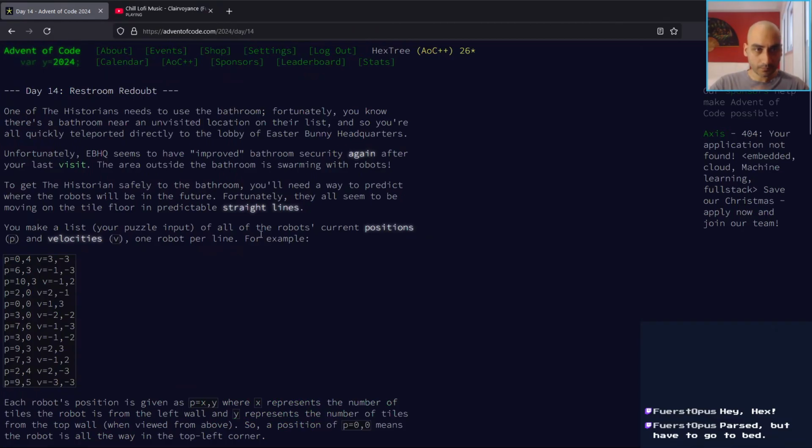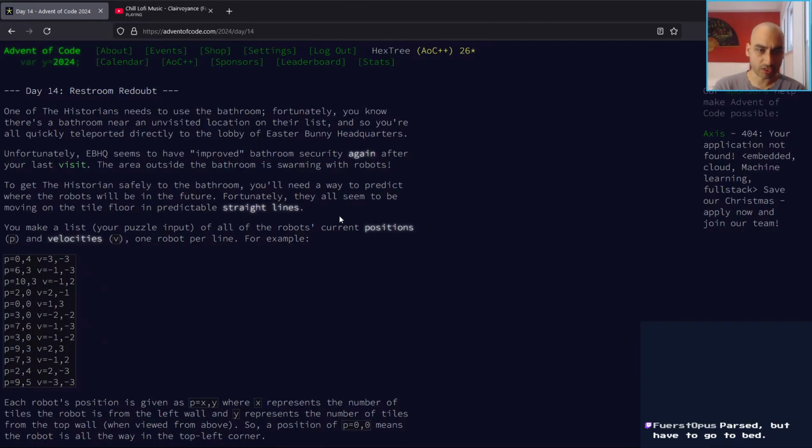Okay. The area outside the bathroom is swarming with robots. To get the historian safely to the bathroom, you'll need to find a way to predict where the robots will be in the future. Fortunately, they all seem to be moving on the tile floor in predictable straight lines. You make a list of all robots' current positions and velocities, one robot per line.